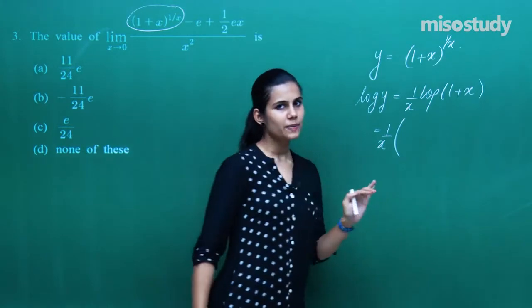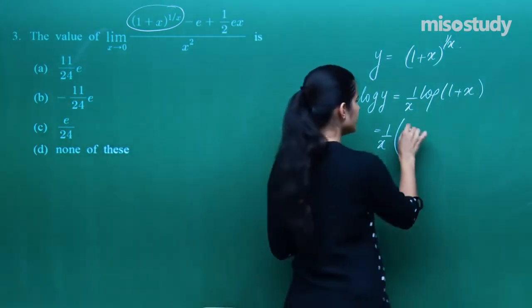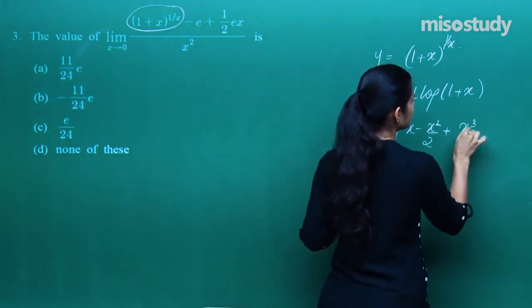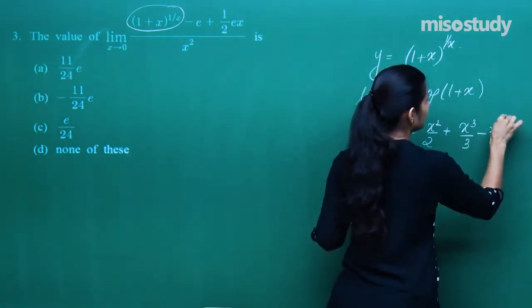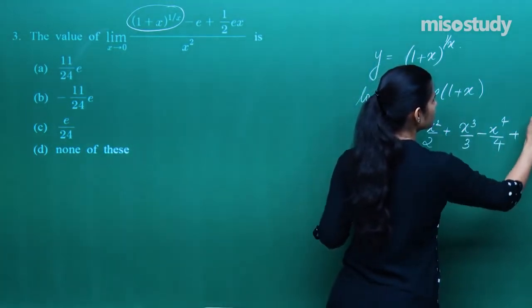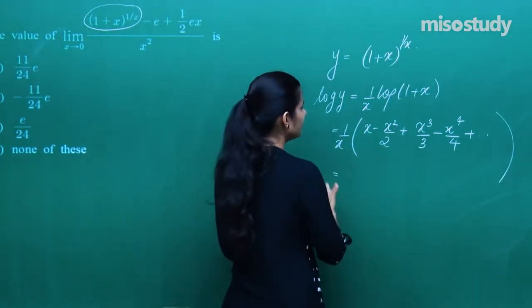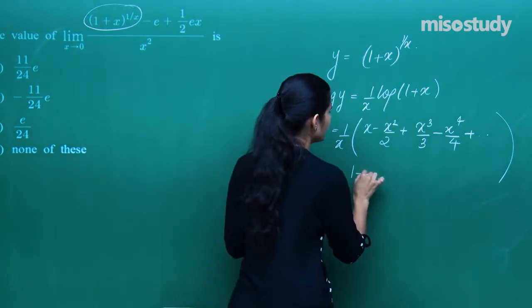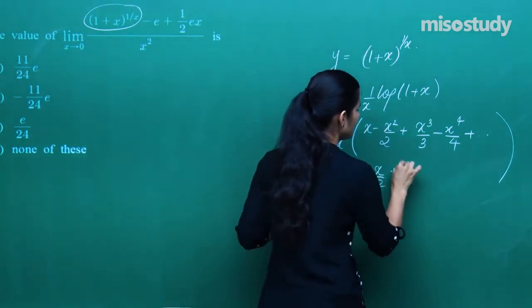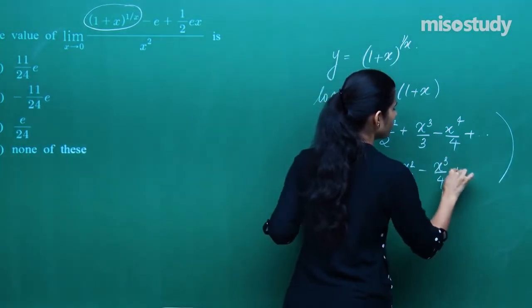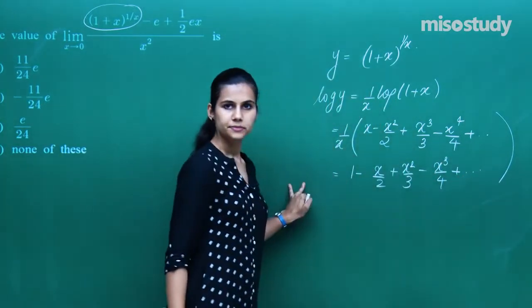Very well versed with the expansion of log of 1 plus x. What is it? It is x minus x square by 2 plus x cube by 3 minus x to the power 4 by 4 and so on. Just multiply this inside, you get x upon x, which is 1, minus x upon 2 plus x square upon 3 minus x cube upon 4 plus and so on.